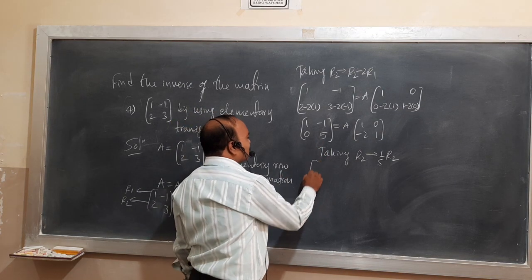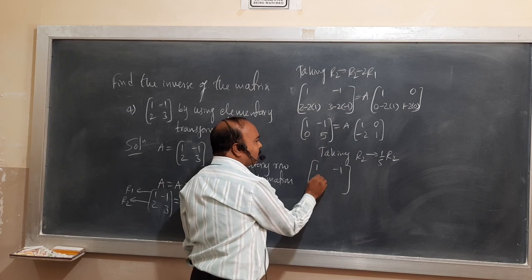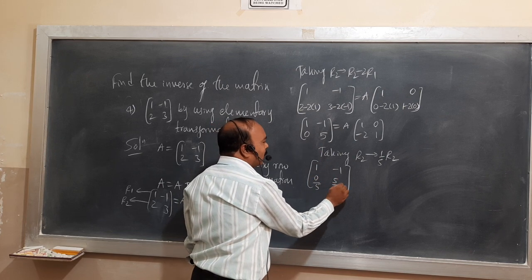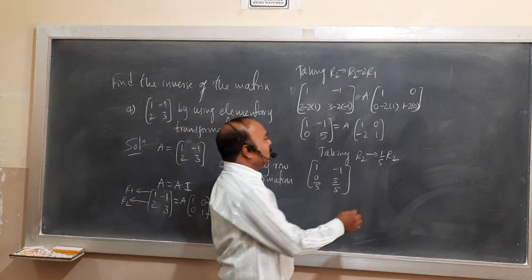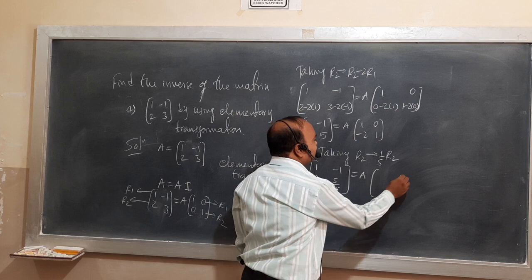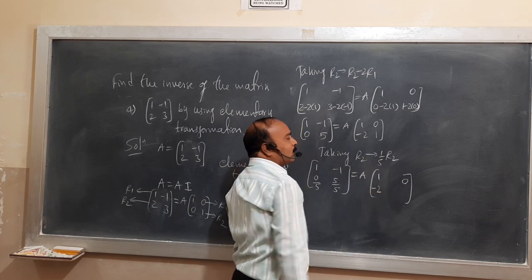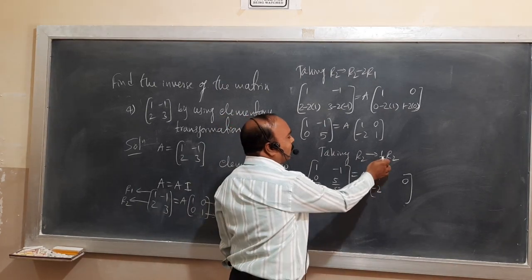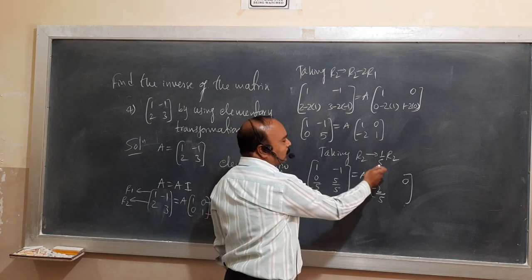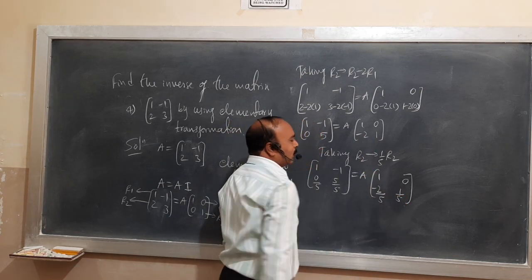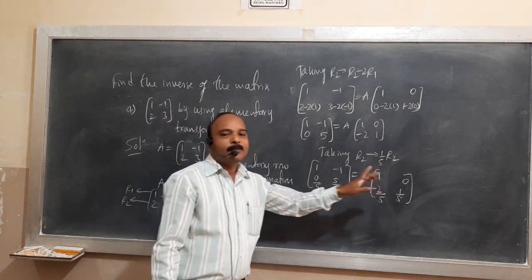Then we get 1 minus 1 as it is. It is 0 by 5, then 5 by 5. 1 by 5 into 5 is 5 by 5. Right hand side, A as it is. Now the first row also as it is. Minus 2 as it is into 1 by 5, that is minus 2 by 5. That is 1 into 1 by 5 is 1 by 5.